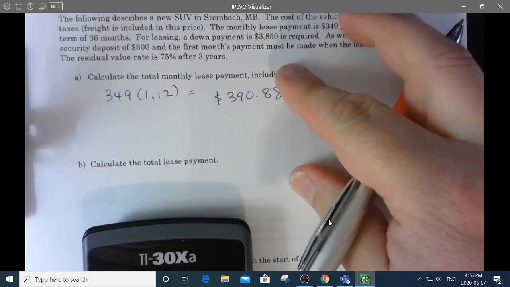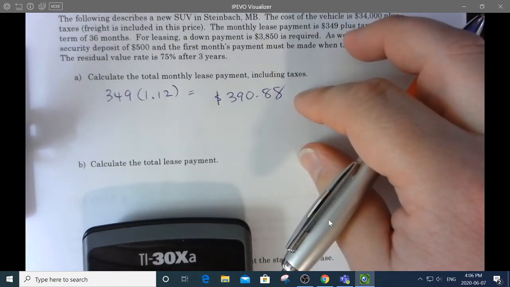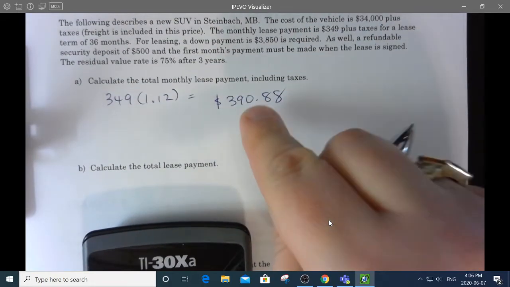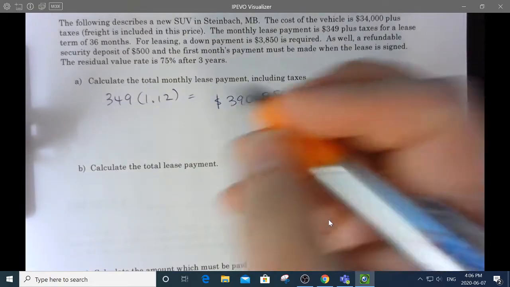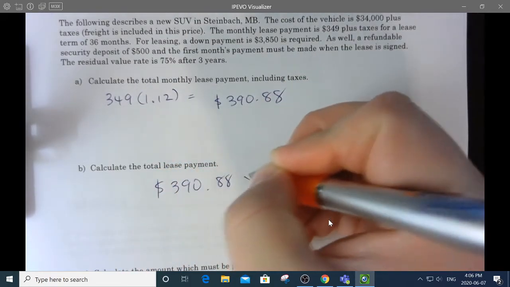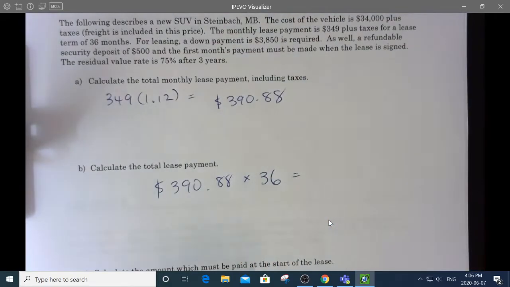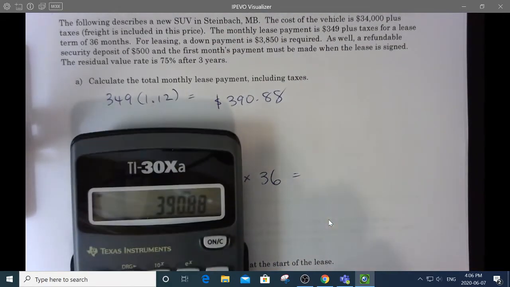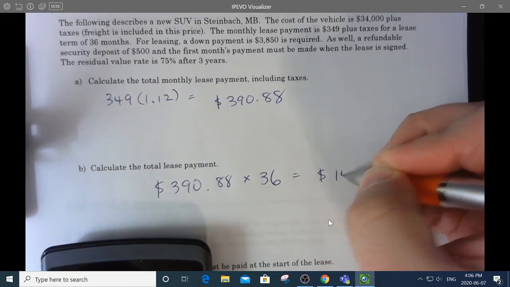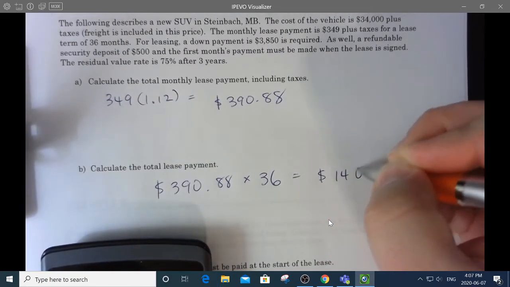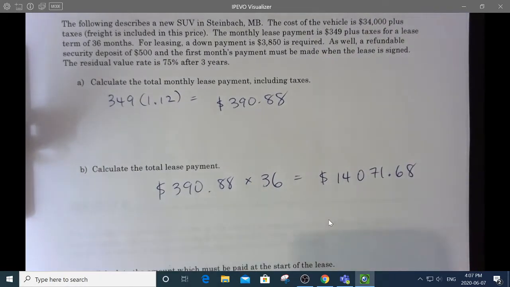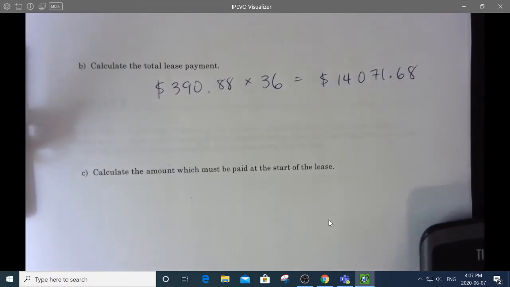Next, calculate the total lease payment. Okay, well, I am paying this every month for 36 payments. So $390.88 over the lease term, which is 36 months. So I already have that number on my screen, so I just times it by 36, and that is $14,071.68.